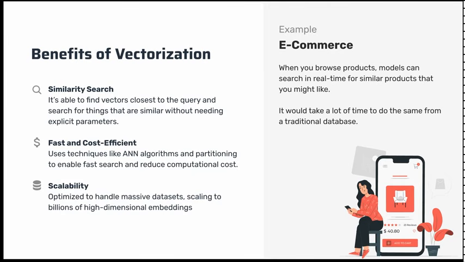So that enables similarity search, which is finding vectors that are close to the original input and searching for things that are similar instead of needing explicit keyword parameters. Taking e-commerce as the example, if I were to search for a blue t-shirt, in a traditional database, it could only return things that are explicitly tagged with blue t-shirt. Whereas if I were to take advantage of vectors and vectorization, it could help me search for things that are similar to a blue t-shirt, like a blue sweater or a blue tank top.